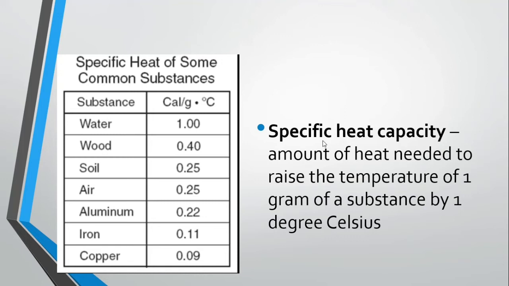If you are going to take a look at the table, the soil has 0.25 calorie per gram Celsius degree for its specific heat capacity, while water has 1 calorie per gram Celsius degree. So that means water has to absorb more thermal energy before it increases its temperature by 1 Celsius degree. Unlike soil, it only has to absorb 0.25 calorie per gram before it increases its temperature. So the temperature of soil really increases faster compared to water.